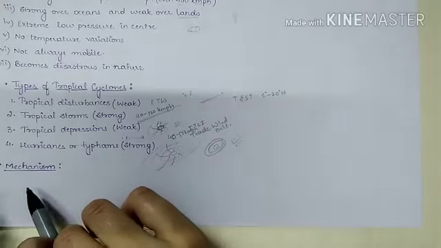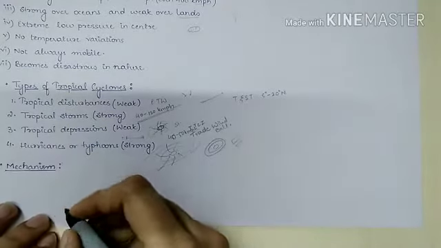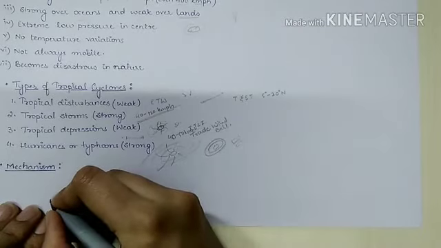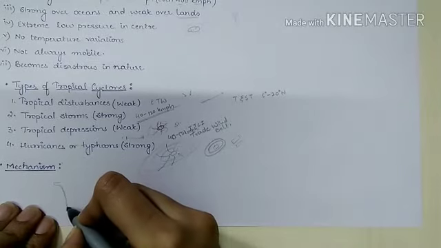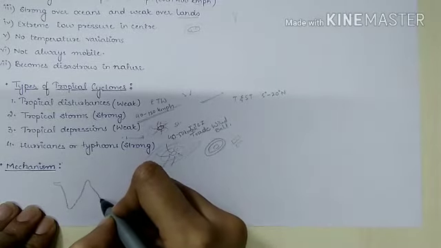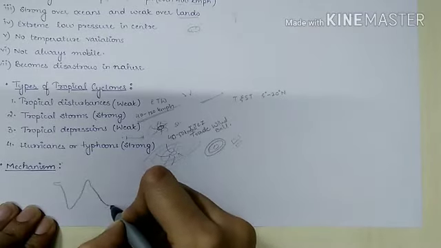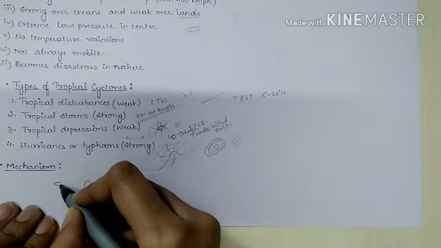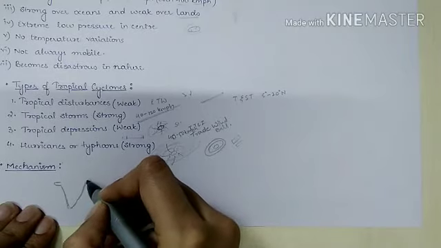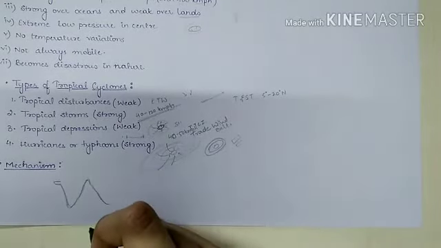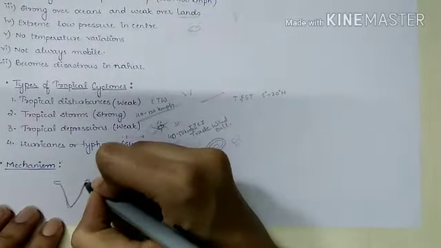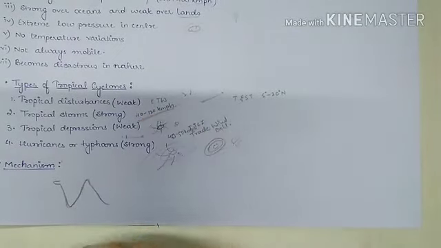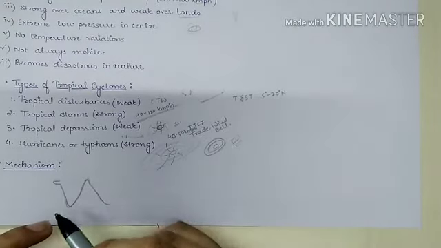Now we will look into the mechanism of tropical cyclone. To understand the mechanism of tropical cyclone, we will take the example of the tropical cyclone that occurs in the Bay of Bengal. Tropical cyclones always occur in inland seas during summer. Why does it happen during summer? In summer, the sun rays are vertical in the northern hemisphere, so the insolation will become more in the northern hemisphere.